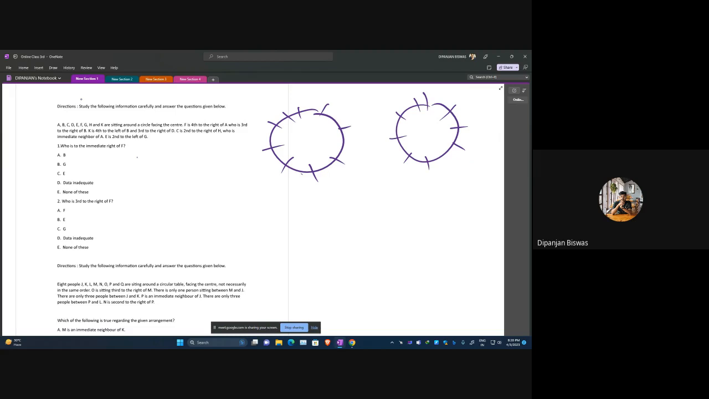Okay, F is 4 to the right of A. Here is A. 1, 2, 3, 4. Here is F. A, who is third to the right of B. So B should be here. 1, 2, 3. Okay.